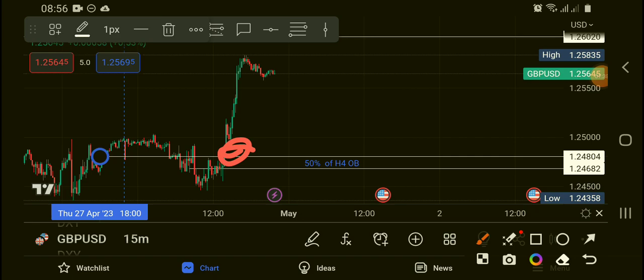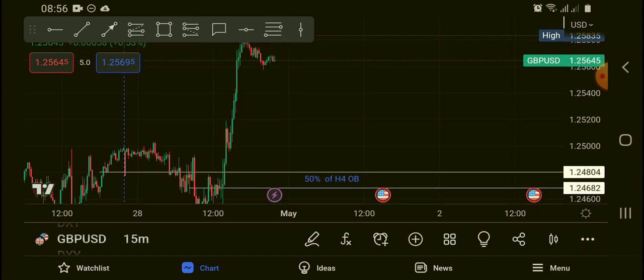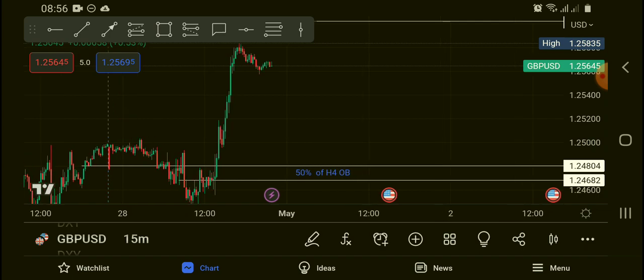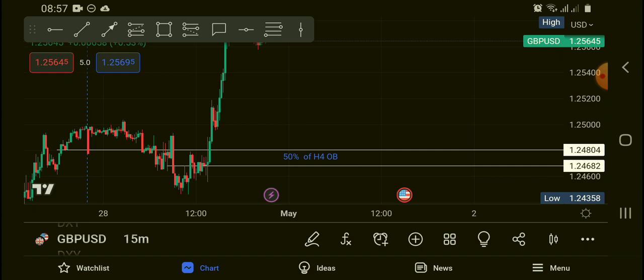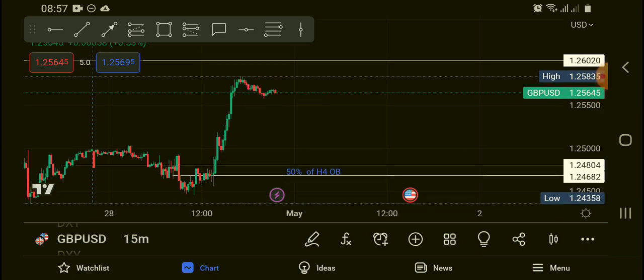So what do I have to do? I wait until price gets to this point. Then the way I trade is I wait for price to get to this point on the 4-hour time frame. Then I come to the 15-minute time frame and look for a shift in market structure. Once I get a shift in market structure, I'll be looking to go bullish.